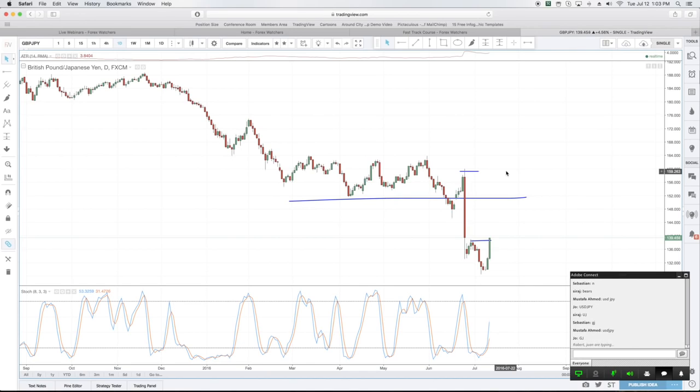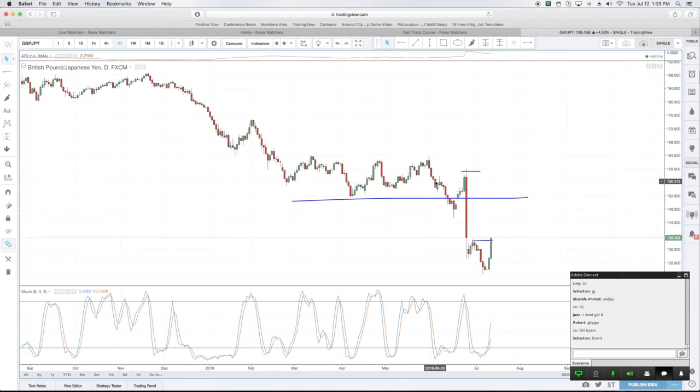Now, why is it pulling back so hard? So again, I think you'll get all this information in the fast track course. But Brexit. But you'll get all this information on the fast track course. Let's not get away from divergence for now. Let's just continue with that.